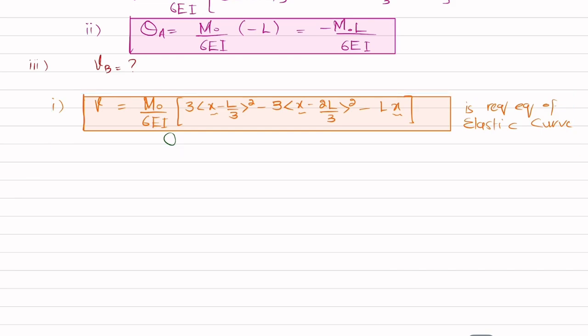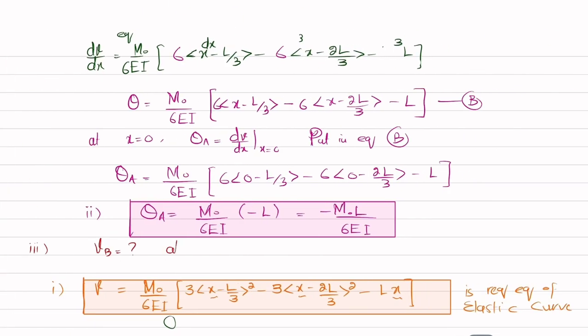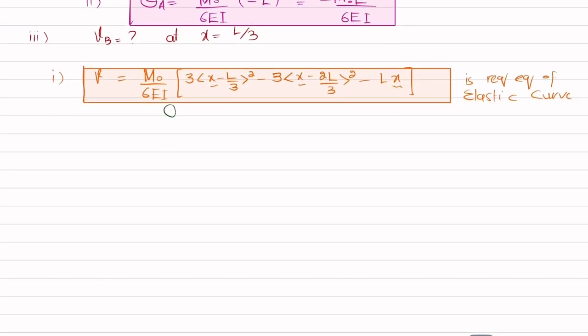So this is the equation of VB, deflection at x is equal to L by 3. Okay. So at x is equal to L by 3, put x is equal to L by 3 in the above equation of elastic curve.